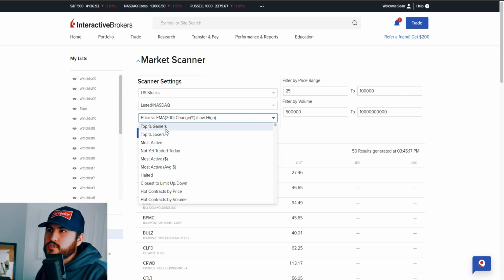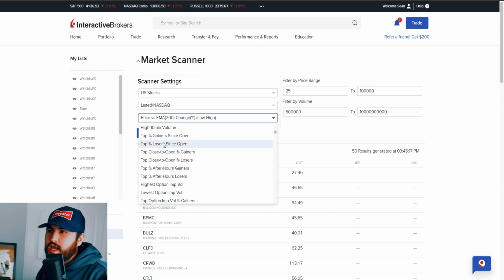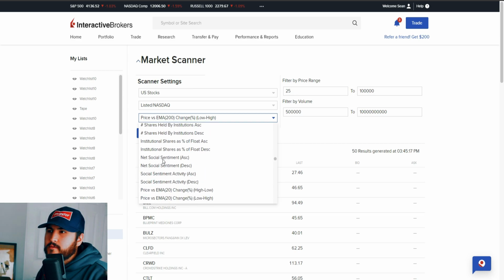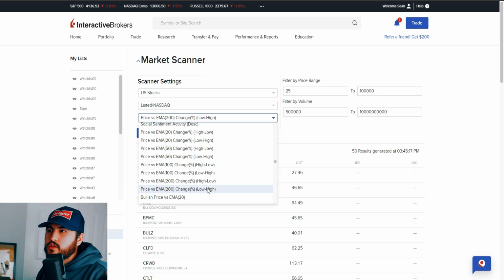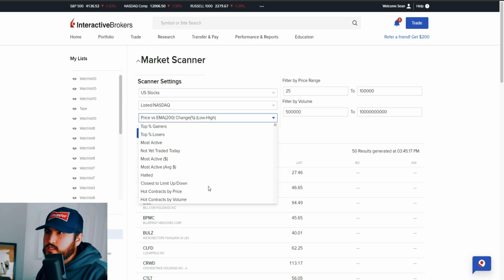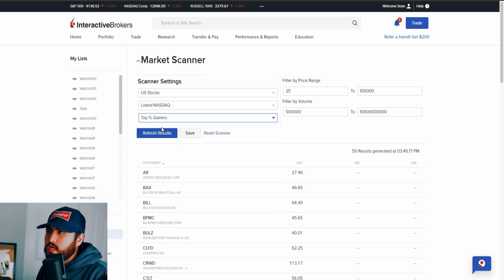So I like top percent gainers, top percent losers. Sometimes I'll look at most active. I also like looking at 52-week high and 52-week low. And I also like looking at price versus EMA 200, and % change high to low and low to high. And we'll go over all of these and what they do and why I like them. So to start off small, start off basic, we'll just go to top percent gainers.